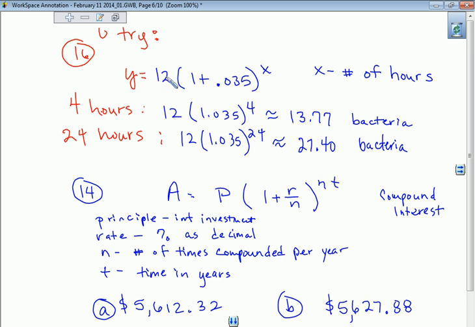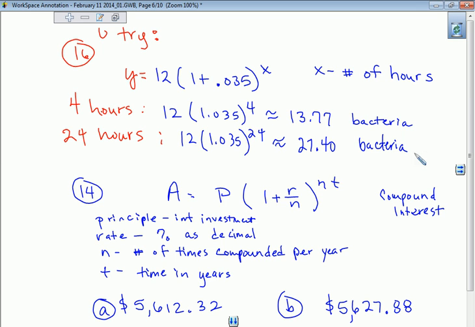Okay, let's check it. Did you get 1 plus? Because this is increasing, your multiplier is 1.035. Okay, your initial amount, 12 bacteria. And x represents the number of hours. Did you get all that from the reading? So if we did 4 hours later, we just plug in 4. That's approximately 13.77 bacteria. We would really round down. If this were an actual word problem, we'd say 13 bacteria. All right, 24. We get 27.4 bacteria. Okay?